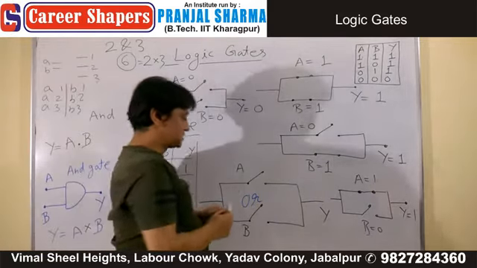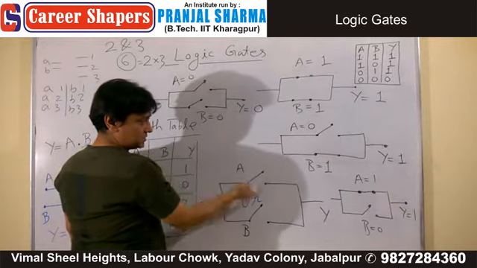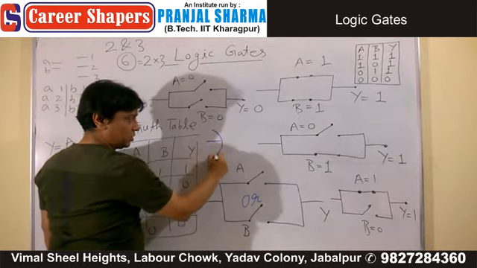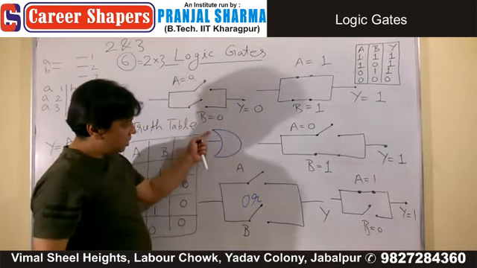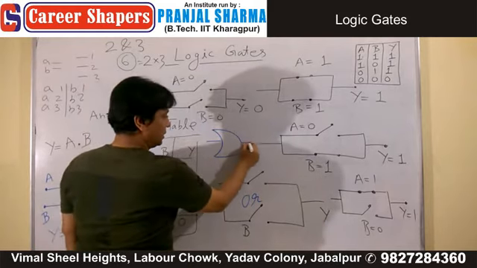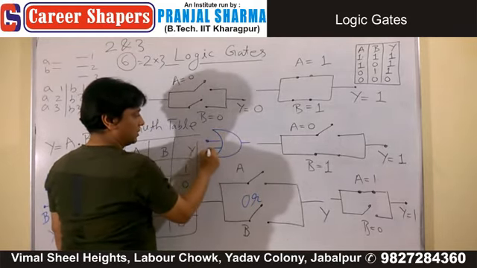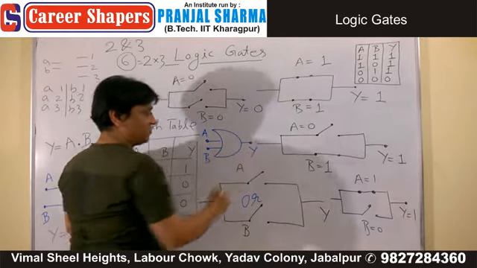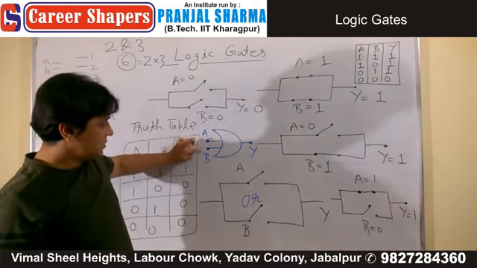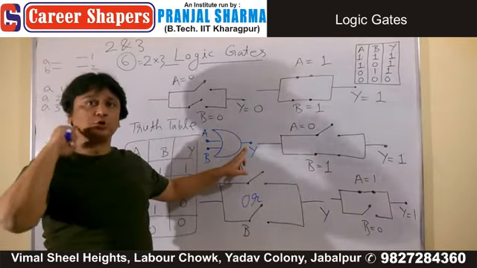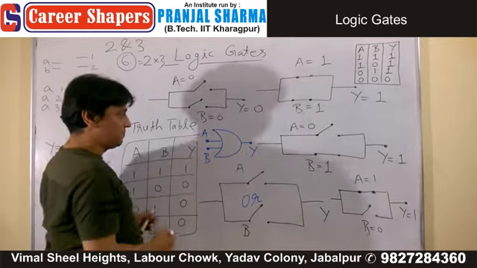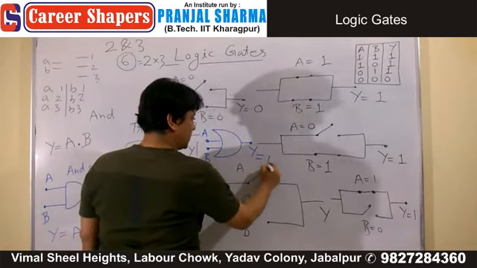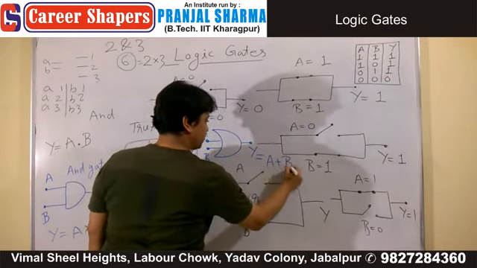Symbol for OR gate is this. Draw a curve like this. This is A, this is B, and over here you receive your Y. This is A, this is B, and right at this place you receive your Y. What is the value of Y? This time this Y is what? A plus B.